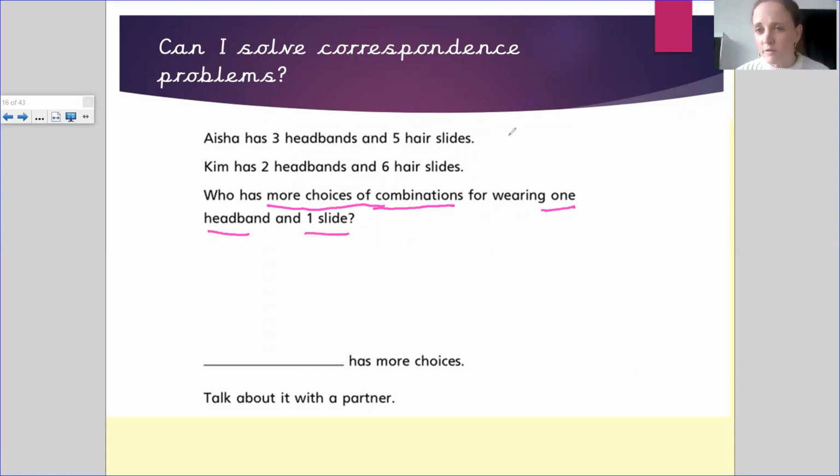They're not going to put all of them in, so you can only choose a headband and a hair slide to wear. How would we work these out? So pause the video now, thinking about Aisha would have a total and Kim would have a total, and work out this question.